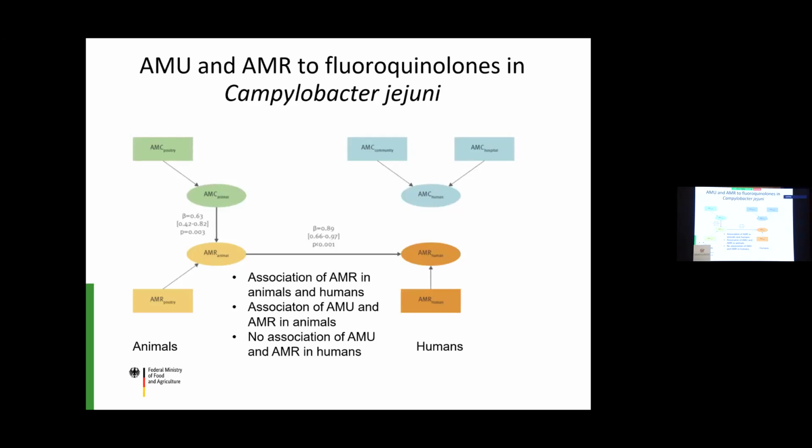If we look at this for a different bacteria, for Campylobacter jejuni, we will recognize that there are associations of AMR in animals and humans, AMU and AMR in animals, but no association of AMU and AMR in humans. So we do have to look carefully into these interactions. So let's go to the next slide, please.